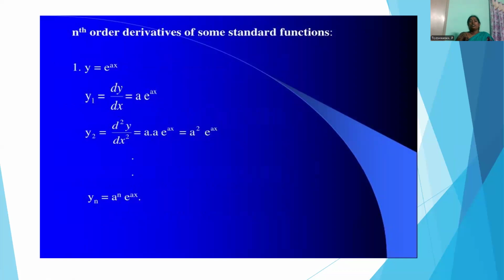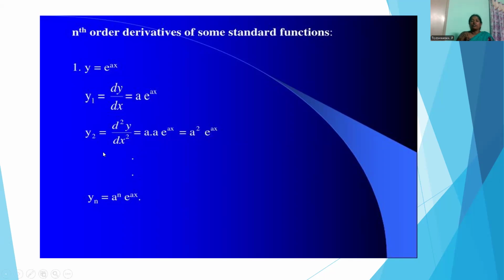Now we discuss successive differentiation, otherwise called nth order derivatives. In that example, if y equals e power ax, if we differentiate y, we get the first derivative. In the power, we have a into x. We differentiate x, we get a into e power ax. It is denoted by the first derivative. The first derivative is dy by dx equal to a into e power ax.